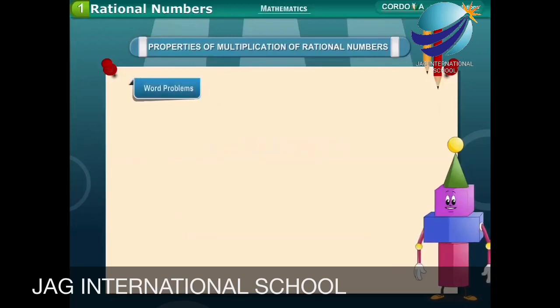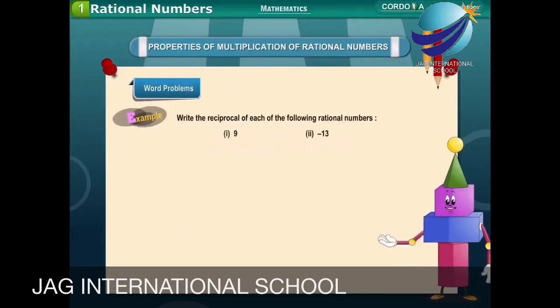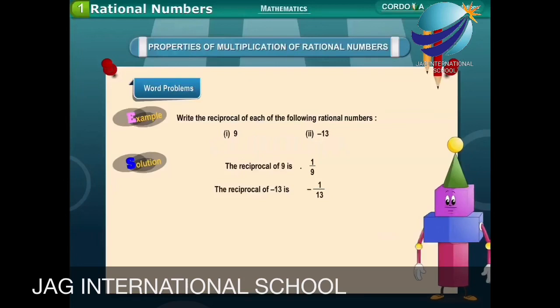Word problems. Example 1. Write the reciprocal of each of the following rational numbers: 9, -13. Solution. 1. The reciprocal of 9 is 1/9. 2. The reciprocal of -13 is -1/13.